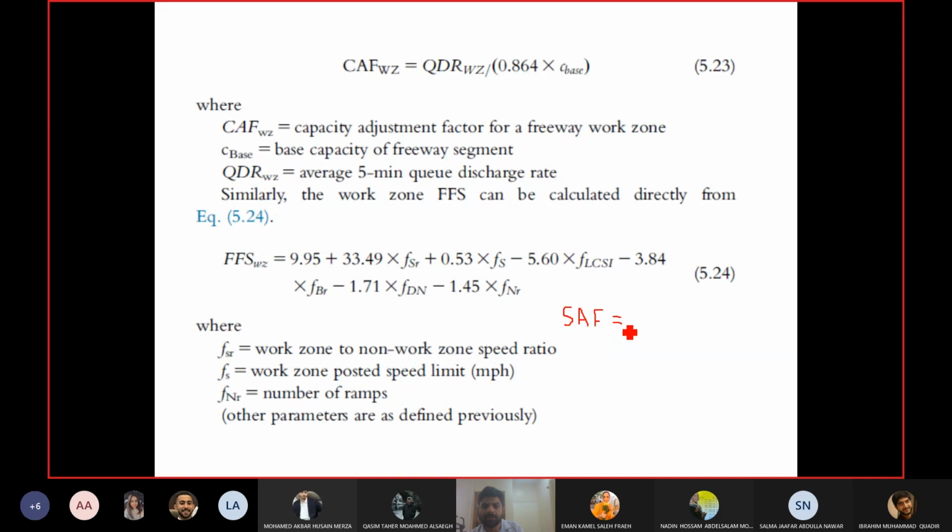It will be the free flow speed in the work zone and the free flow speed which you normally have. So you calculate the normal free flow speed from the equation or get it from the field, and then the speed adjustment factor will be the ratio of the free flow speed of the work zone divided by the normal free flow speed. Okay.